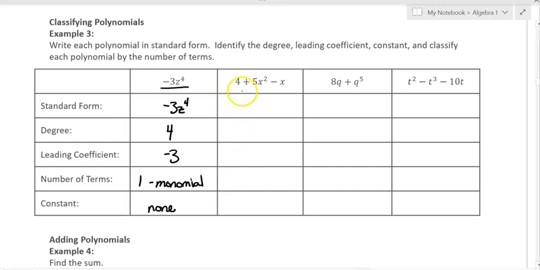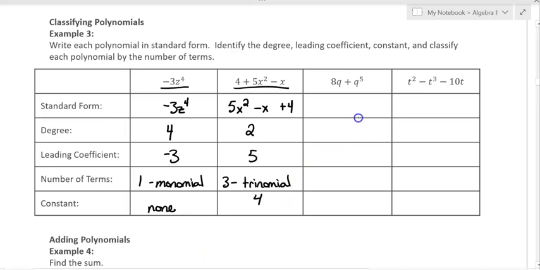Okay, let's try another one. So we're rearranging this. The term with the highest power is 5x squared, and it's positive, so that goes first. So 5x squared, then the minus x, then the plus 4. All right, its degree is its highest power, which is 2. The leading coefficient, so remember, look at the rearranged version, the leading coefficient here is 5. It has 3 terms, which means it is named a trinomial. And then its constant, the number without a variable, is 4.